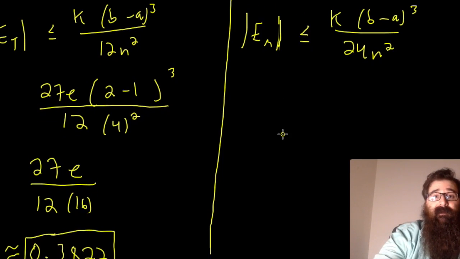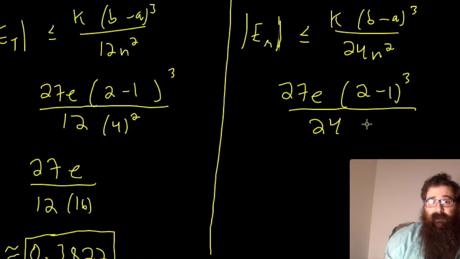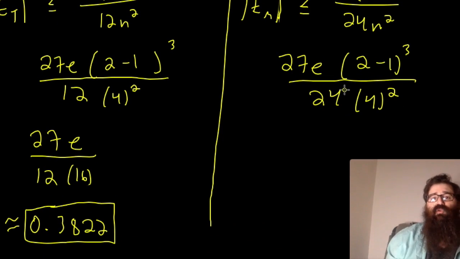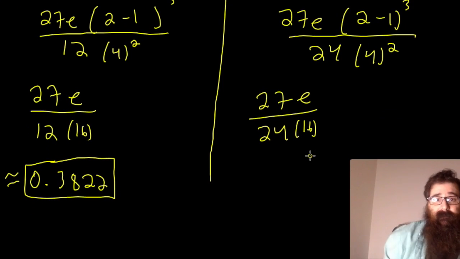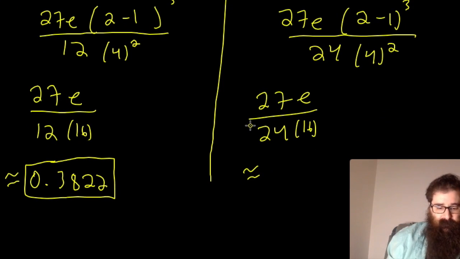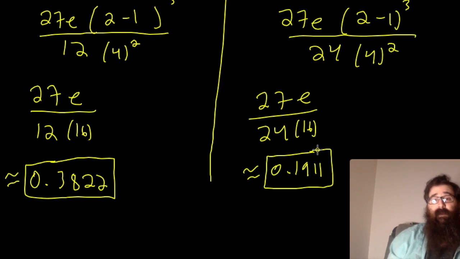Then we can plug into this one as well. k is still 27e. b minus a is 2 minus 1, and I want to cube that difference over 24 times n squared, and n is 4. Same idea, 2 minus 1 is just 1, 1 cubed is 1. So here we have 27e divided by 24 times 16. This gives us, as a decimal value, about 0.1911 for the error.